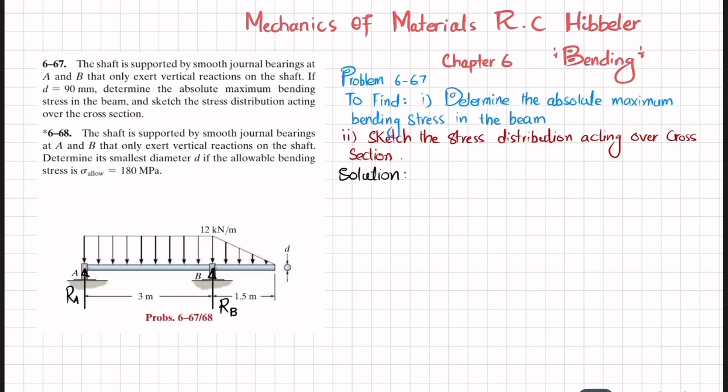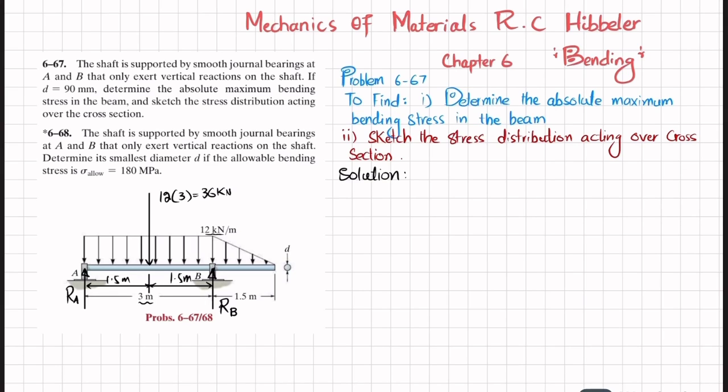Now you can see from A to B there is a uniformly distributed load of 12 kilonewton per meter. When converted into a point load, it will be equal to 12 times the length over which it acts, that is 3, which is 36 kilonewton, and that will act at the mid, which means this 3 meter will be divided by 2, which is 1.5 meter, and this remaining will also be 1.5 meter.